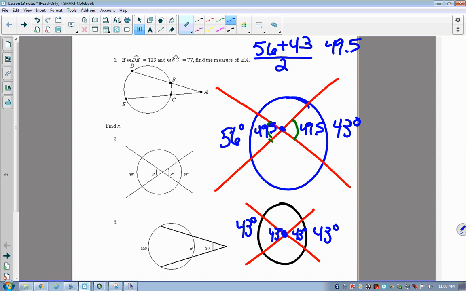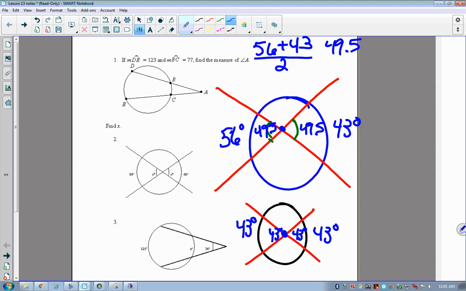Okay, you'll notice on this one on the right, it's bigger than the outside angle, and this one over here is smaller than its outside angle, or its outside arc. They are the average. So the intersection here of two secants is going to be the average of the two outside intercepted arcs. Does that make sense? Okay, great.